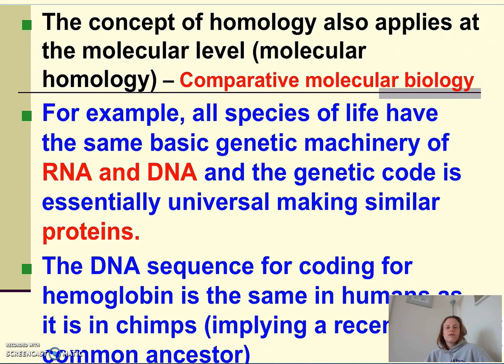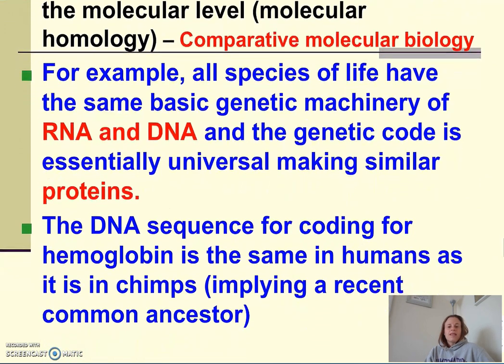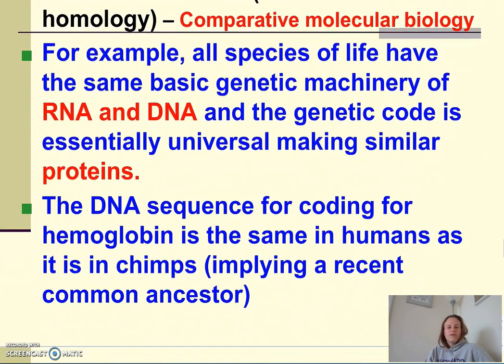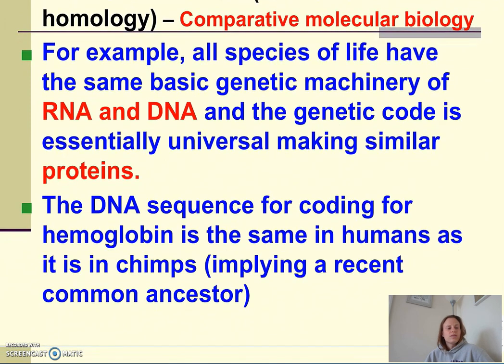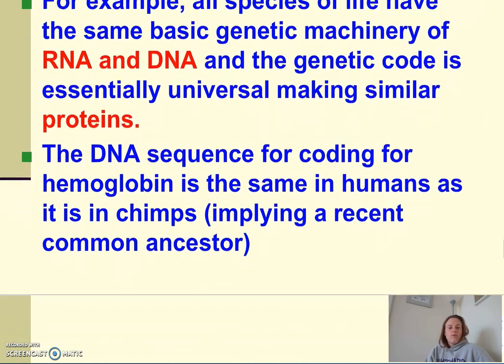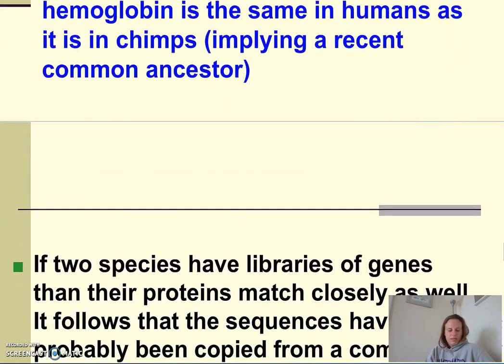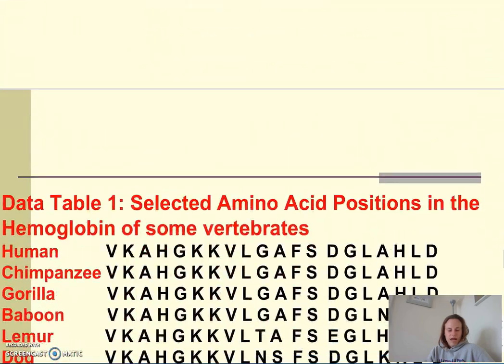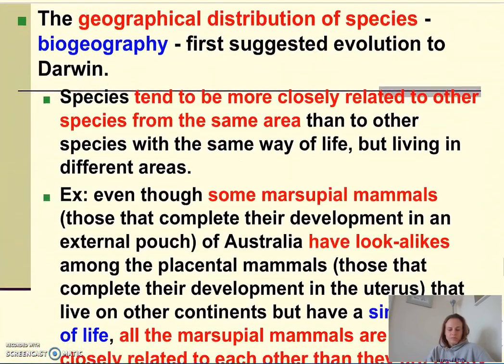So that involves comparing organisms on a molecular level, comparing organisms' RNA and DNA, comparing organisms' proteins. This is the most powerful piece of evidence that scientists can use as support for evolution. For example, the DNA sequence coding for hemoglobin is exactly the same in humans as it is in chimps. Therefore, that implies that there must have been some sort of recent common ancestor.